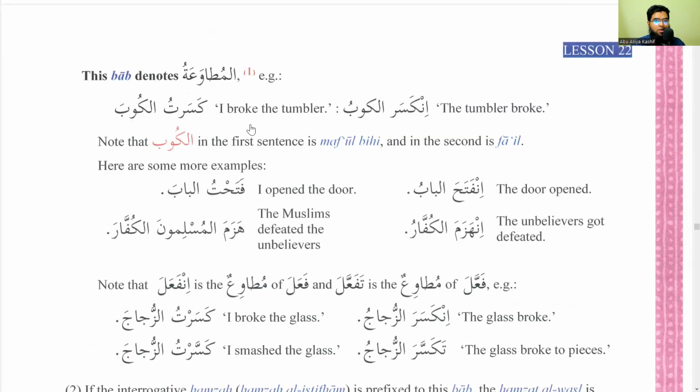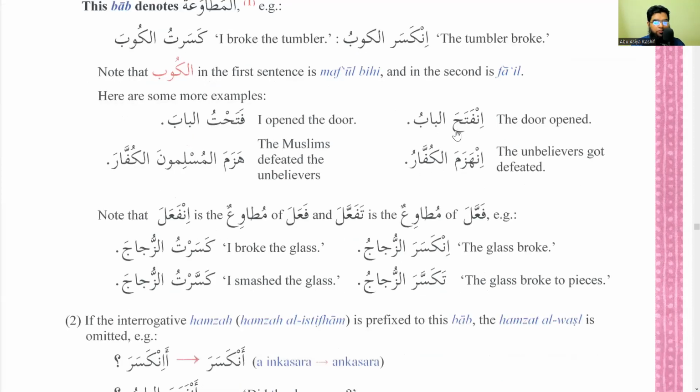Fatahtul baba, this is called mutawa, by the way, right? We talked about it. In fatahal babu, hazam al muslimun al kufara. So I don't want to use passive. Right? They were defeated. I want to say God defeated, yeah. So in hazam al kufaru.